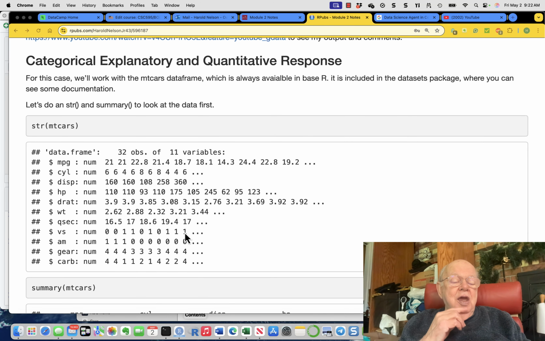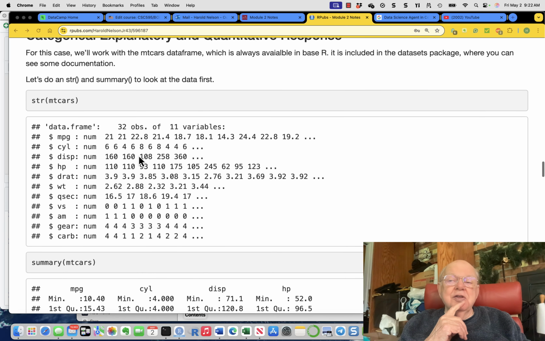And I'm using the mtcars data frame, which is built into base R, and you don't have to do anything to get access to it. It's just there to look at. So I run the str command on mtcars, and I see that it is a data frame with 32 observations of 11 variables. And this is taken, I think, from Road and Track in the early 1970s.